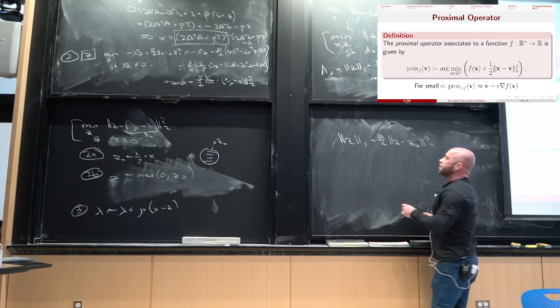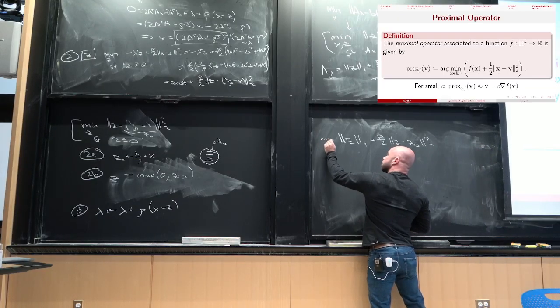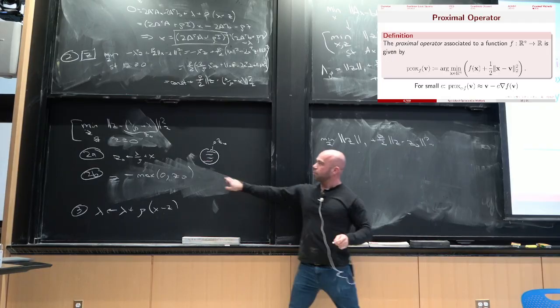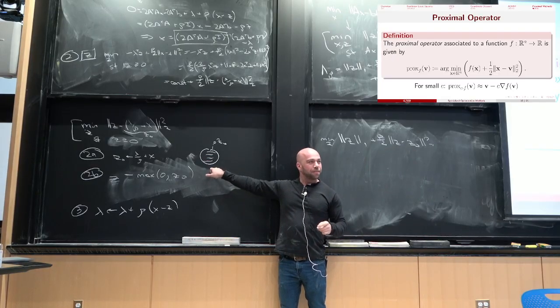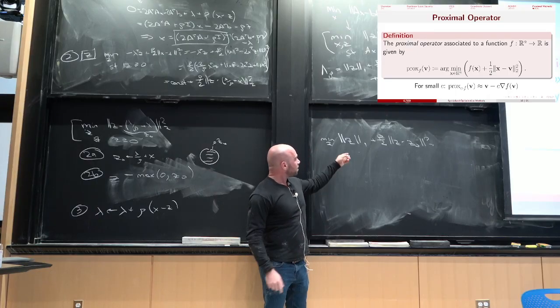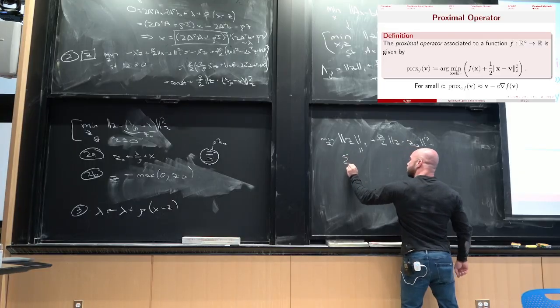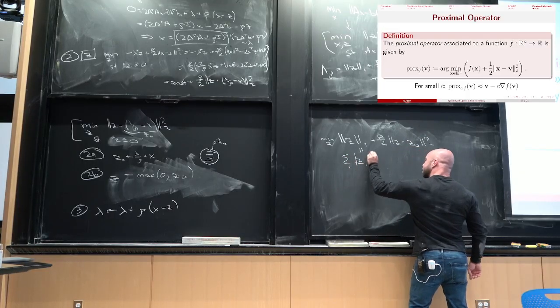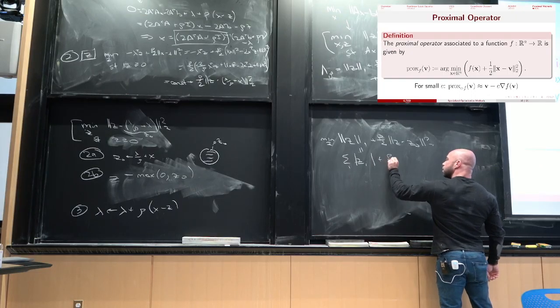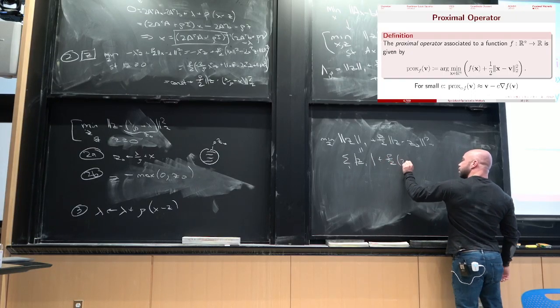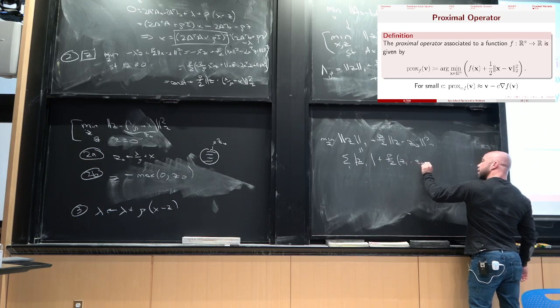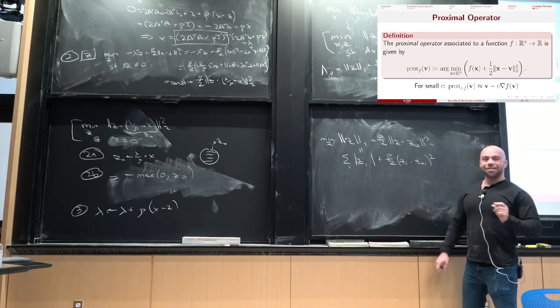So from this perspective, this does not fall into the category that we did before. It's not a projection anymore. But notice that actually, what is the objective function? Well, it's really the sum over i of the absolute value of z_i plus rho over 2 times (z_i minus z_0,i) squared.